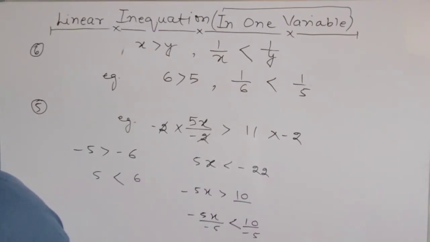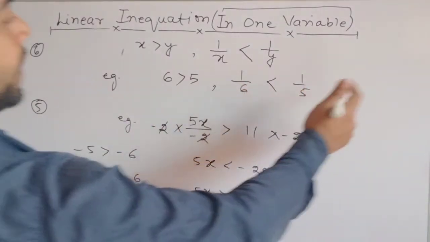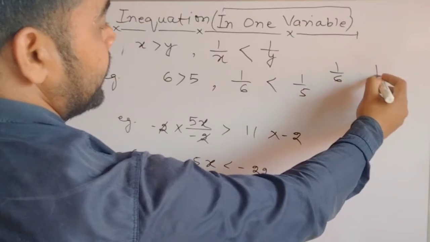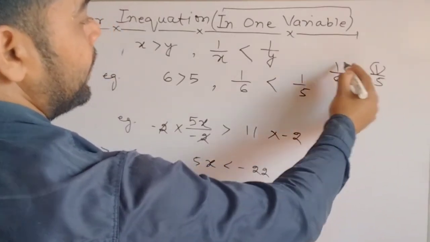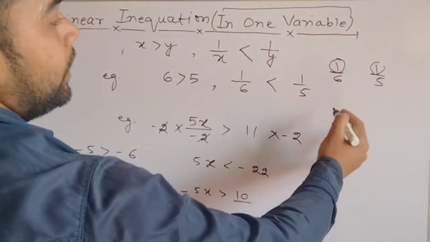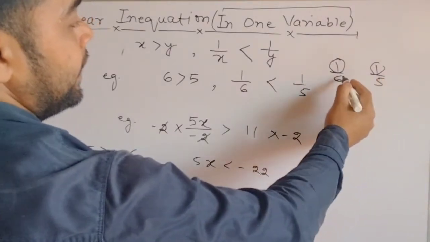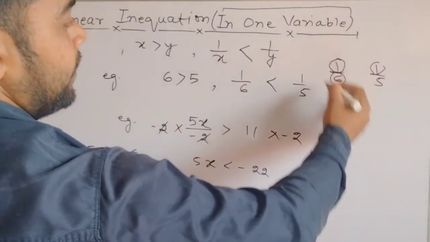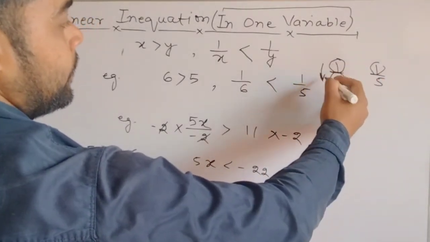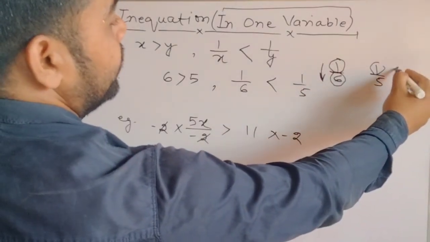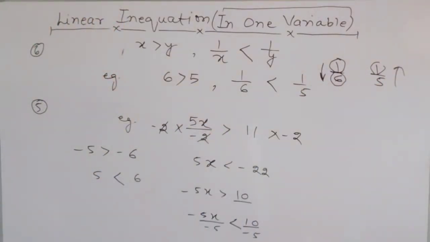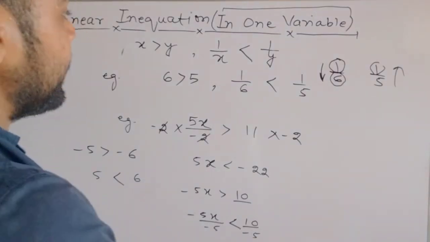Okay, we also know that in two fractions, if the numerator is equal, then the one whose denominator is greater, that fraction will become lesser. This will be smaller than 1 upon 5. 1 upon 5 will be greater than 1 upon 6. So here are some rules. Let's do some more examples.